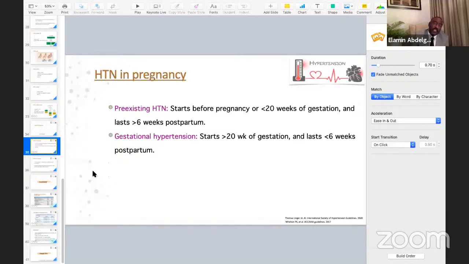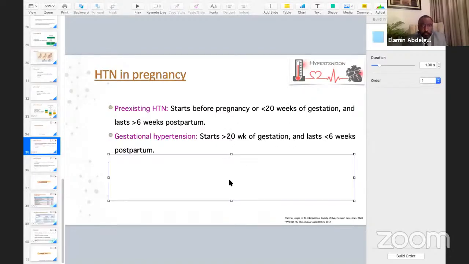And any hypertension that lasts more than 6 weeks after delivery is not hormone related or pregnancy related blood pressure, and most likely will continue. So this is a pre-existing or essential hypertension. Gestational hypertension is between these two readings: any blood pressure between 20 weeks of gestation and less than 6 weeks postpartum, that's gestational hypertension.